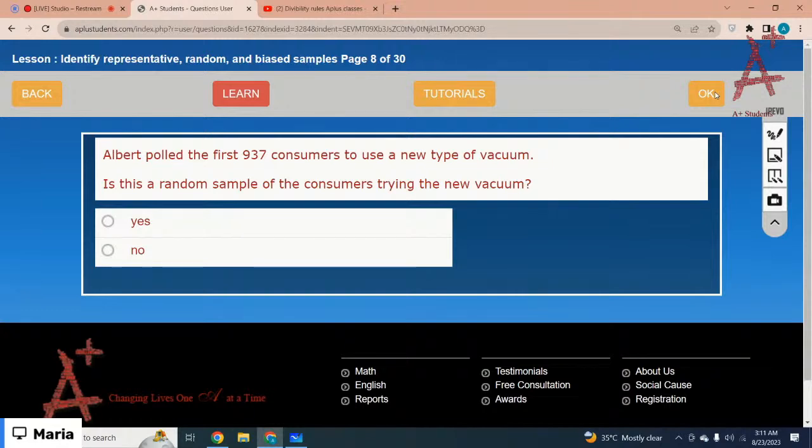Albert polled the first 937 consumers to use a new type of vacuum. Is this a random sample of the consumers trying the new vacuum? Yes or no? I think no. That is the first 937 consumers, not a random one, right? So the correct option is no, they are not random. They are the first 937.